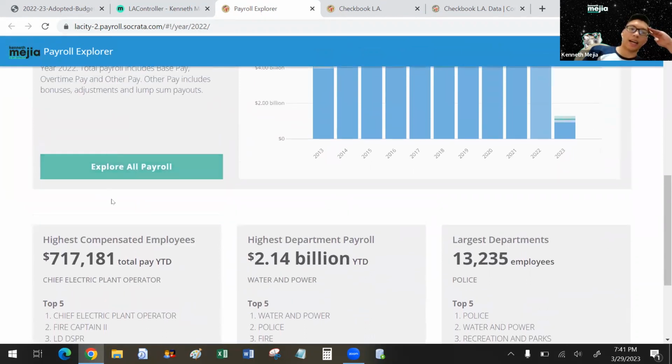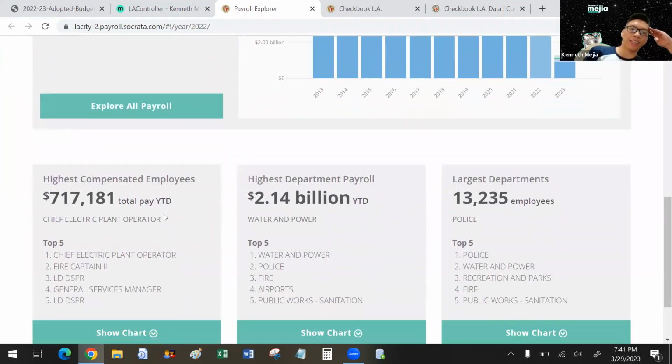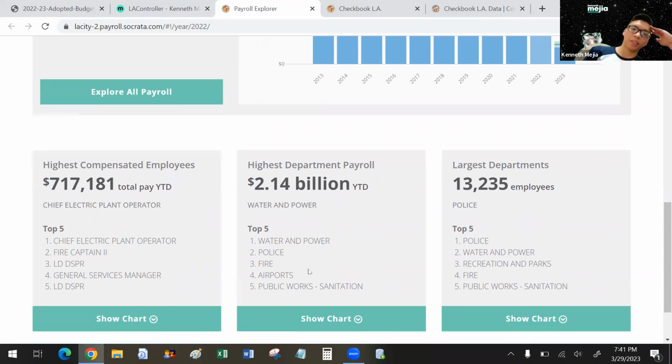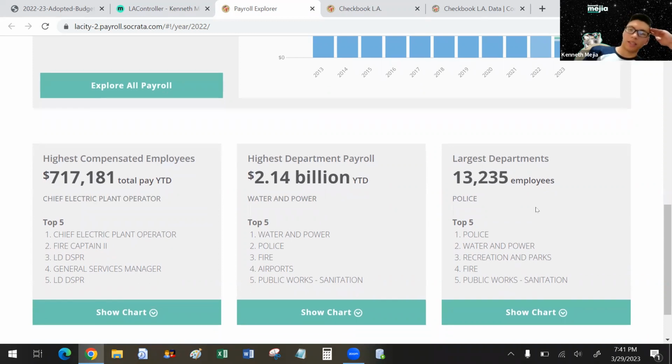It shows you the highest compensated employees. So it looks like the highest paid city employee was a chief electric plant operator, and they made $717,000 in a year. The highest department will show you right here. So the highest payroll is water and power, followed by police. And it shows you the largest departments by employees. And so you can see police is number one.